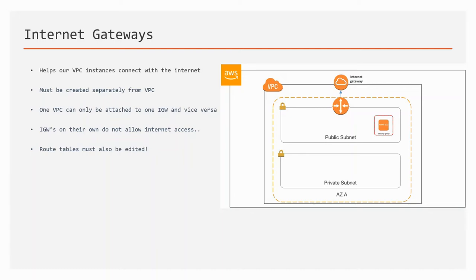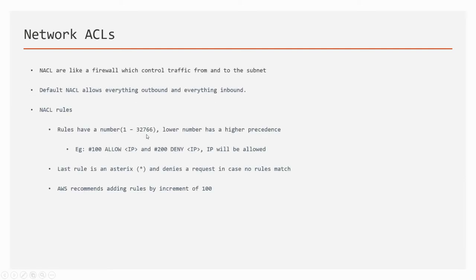So before we wind up the AWS discussion, one more thing that we need to discuss is what is known as an access control list, or a network ACL, or NACL. So what exactly is this NACL all about? Even the name suggests that the access control list will control access to whichever network. So you can see it is like a firewall which controls traffic from and to the subnet.